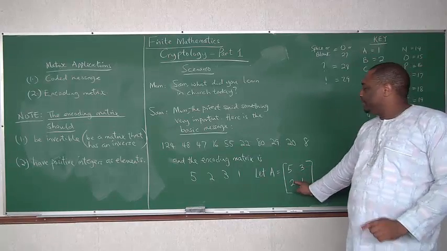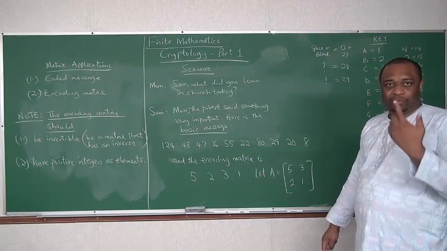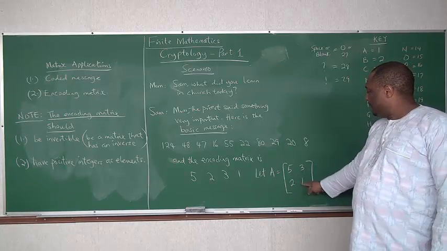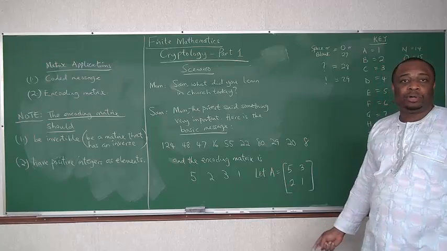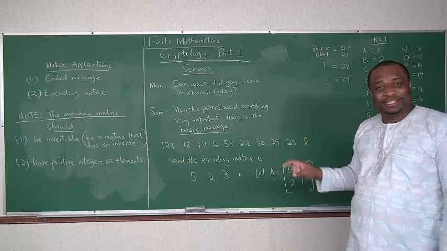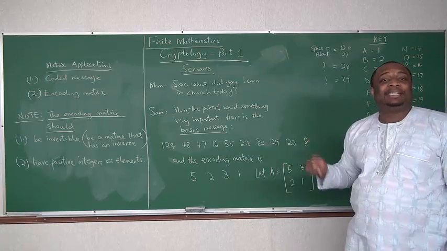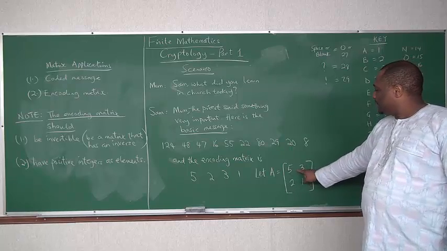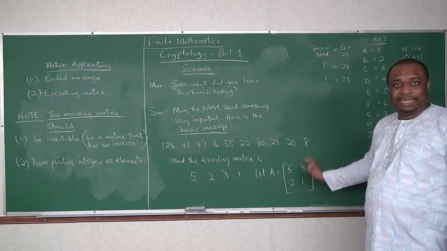Remember, the encoding matrix must have an inverse. And how do we know it has an inverse? What is the determinant? 5 minus 6, which is minus 1. So that means the determinant is not 0, so it has an inverse. It is invertible. And also, it has only positive integers as the elements.